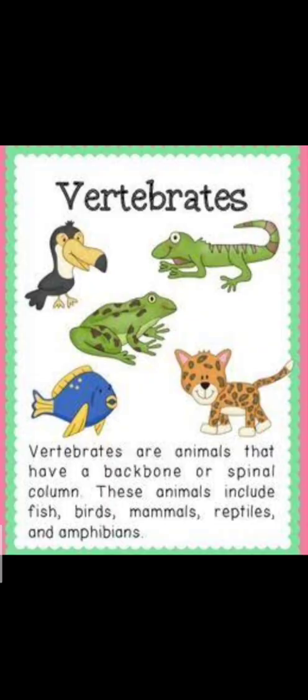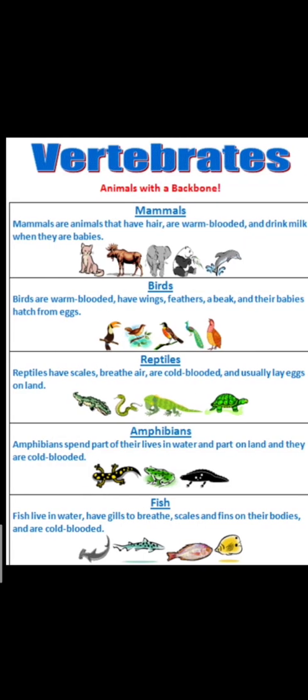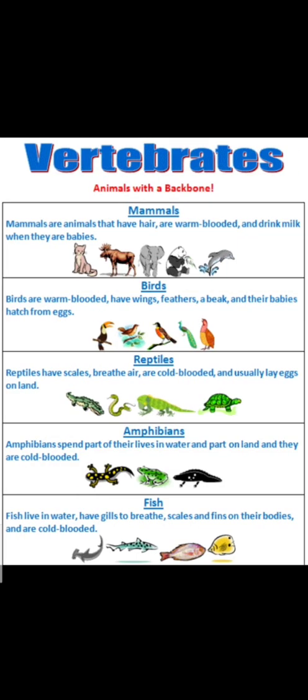Vertebrates are the animals that have a backbone or a spinal column. These animals include fish, birds, mammals, reptiles and amphibians. This vertebrate group is divided into 5 types. And what are these? Mammals, birds, reptiles, amphibians and fishes.